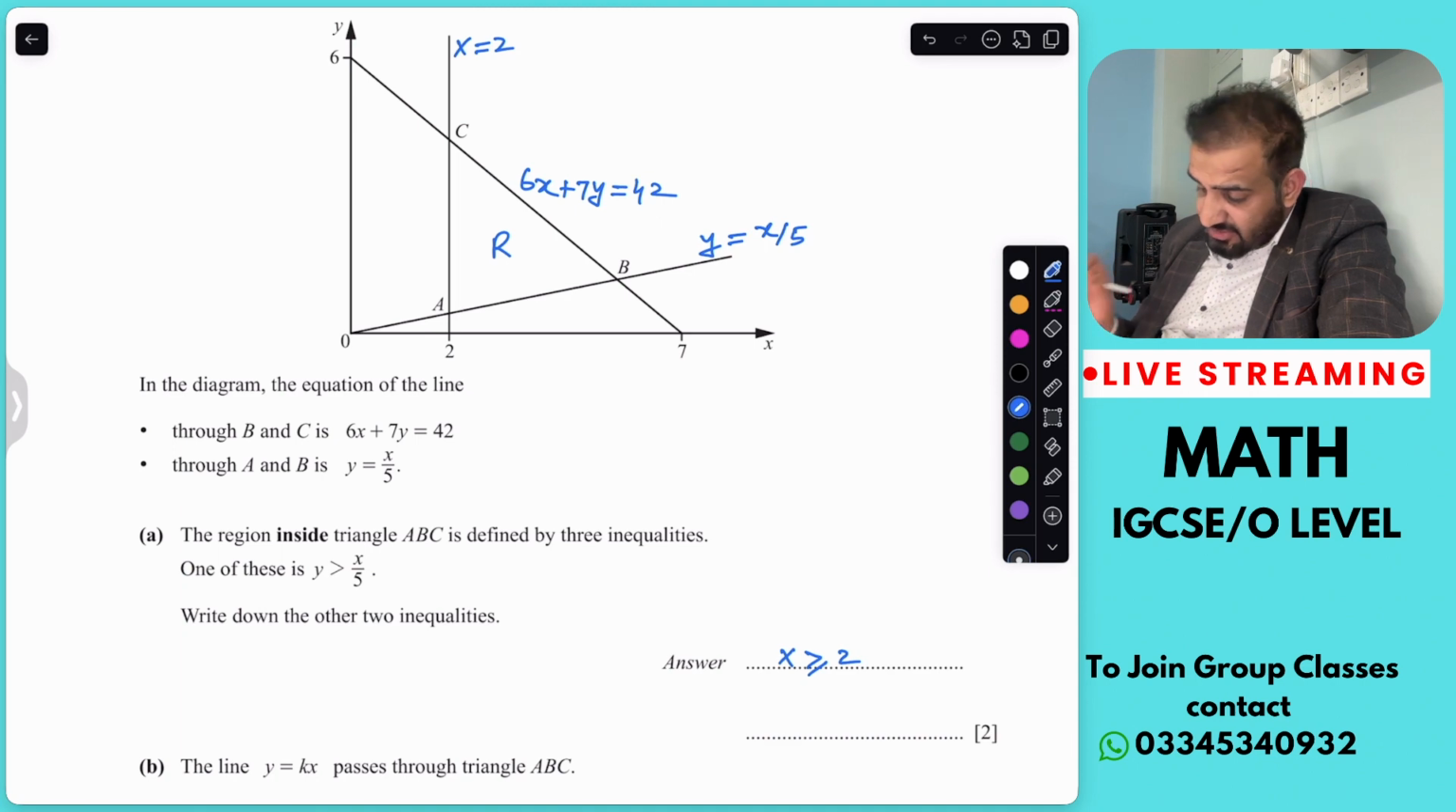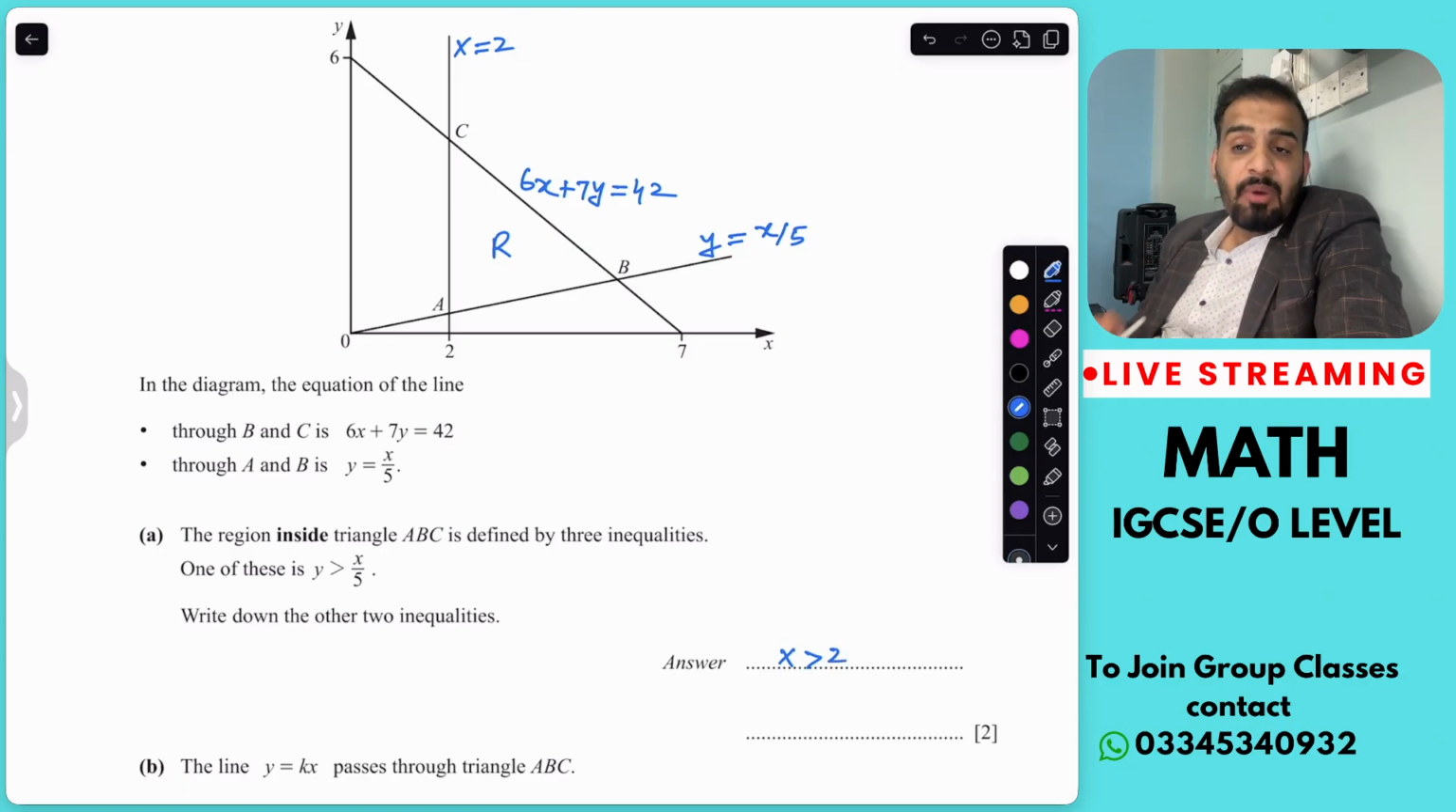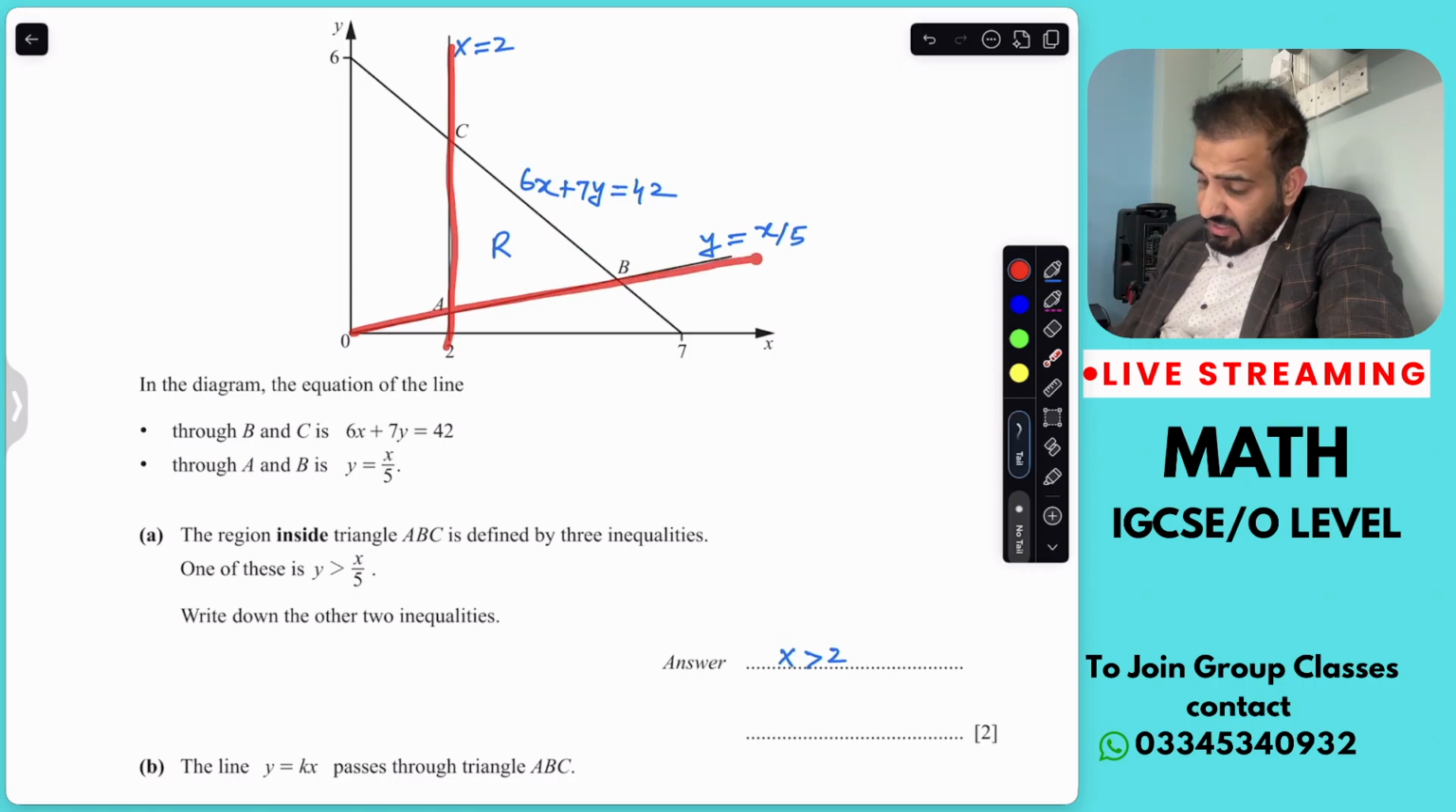the region inside triangle ABC is defined by the three inequalities. Inside means the boundary is not included. So you will only write x greater than 2. The boundary of the triangle is not included. Inside means only inside, not boundaries. We are done with this inequality. Because region R is above the line, y is greater than x over 5. So now look at the third one. This is your third inequality.